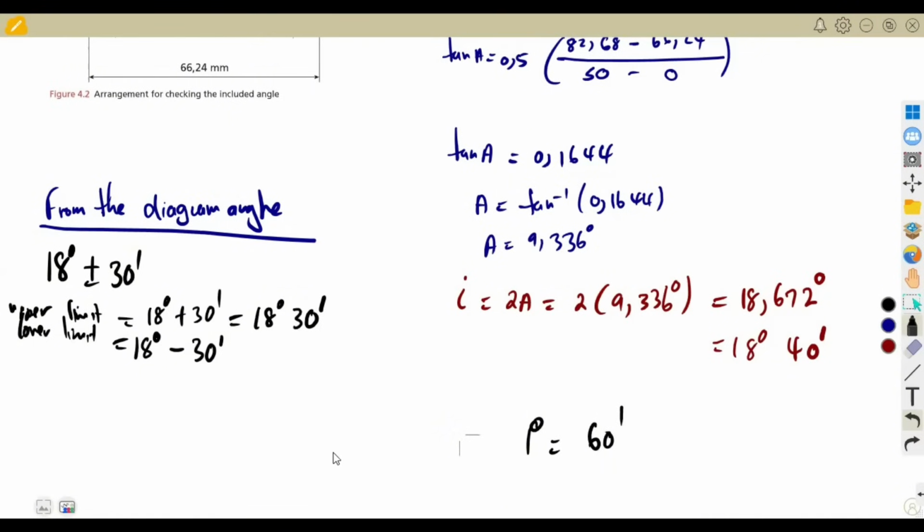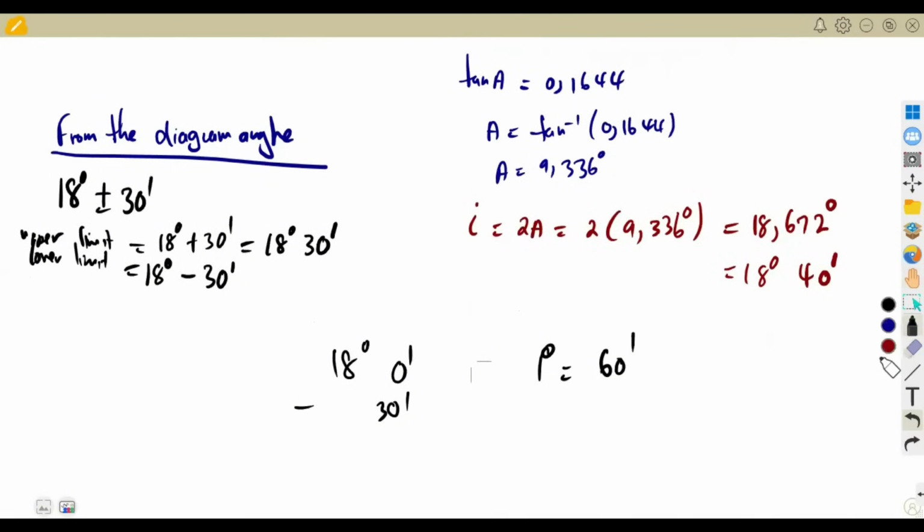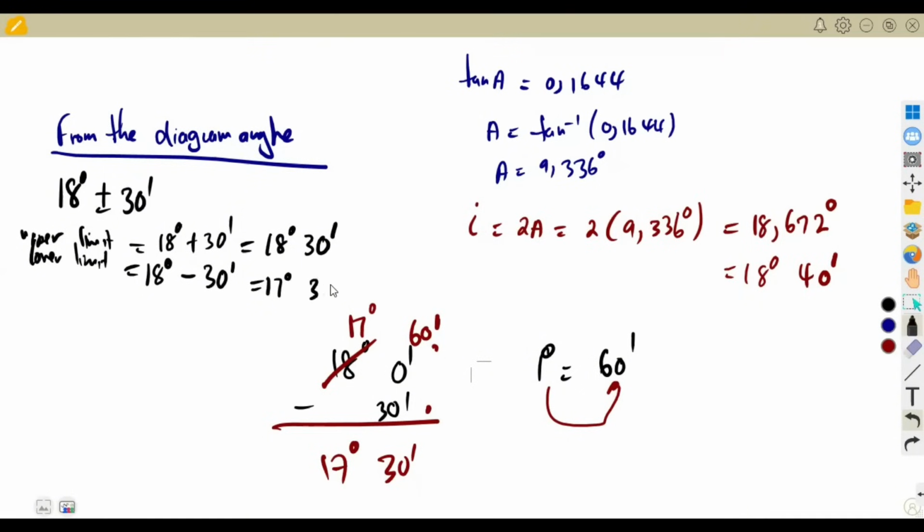So the moment that we subtract, we've got 18 degrees 0 minutes, minus 30 minutes. In order to subtract, you're going to borrow a degree, so that it gives 17 degrees. That degree is equivalent to how many minutes? 60 minutes. So you just subtract 60 minus 30, that will be 30 minutes. So this is 17 degrees, 30 minutes.